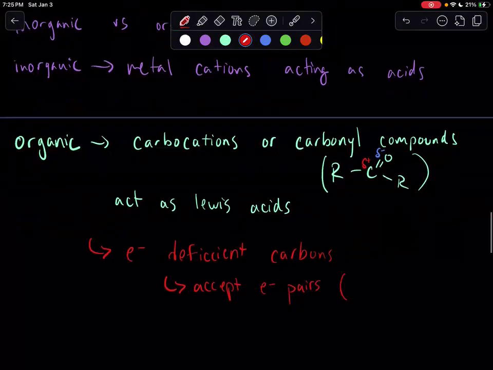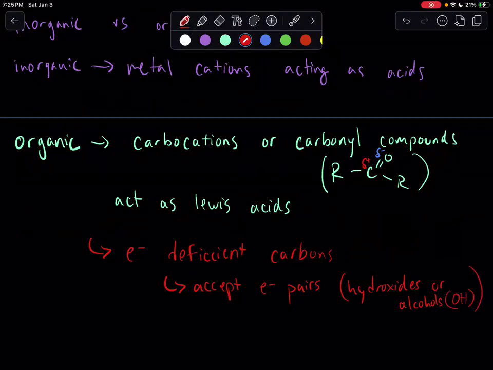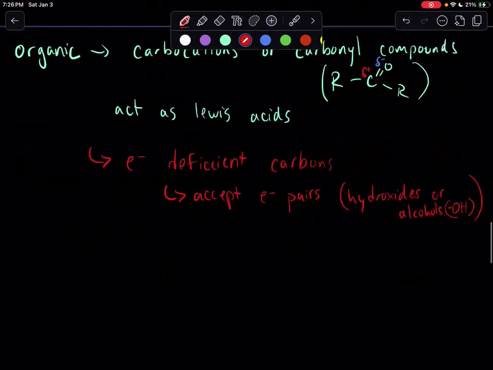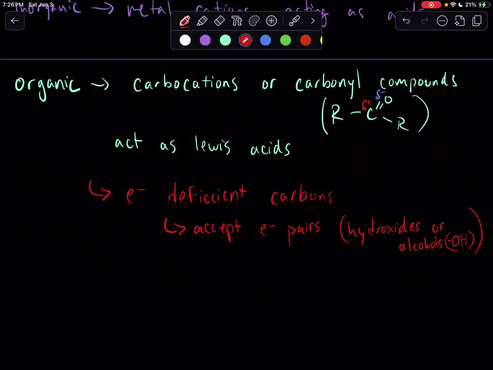These will usually come from hydroxides or alcohols, which alcohols are just an OH bonded to a carbon group. So they're both OHs. Hydroxides are, as we know, ions floating freely, but alcohols are just a carbon bonded to an OH. So this is the main defining factor that we can start using Lewis acid bases in when we're talking about metal cations as well as organic carbon species that are deficient in electrons.